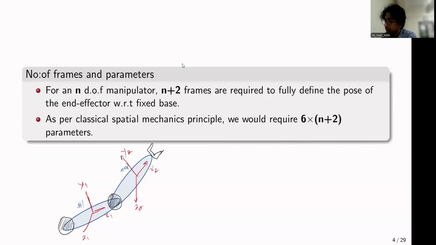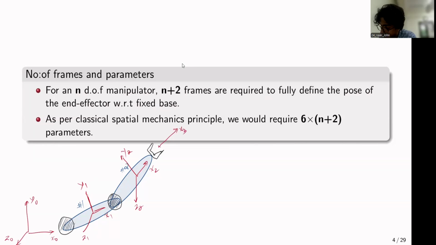So essentially, if you want to map the pose, which is the position and orientation of this end effector, all the way to a frame that is attached to the base, you would require two more frames. You require one frame that is fixed to the ground, I'll label this as Z0, X0, and Y0, and one more frame that is attached at the tip of the end effector, like so.